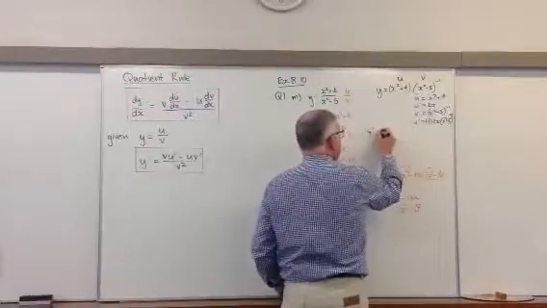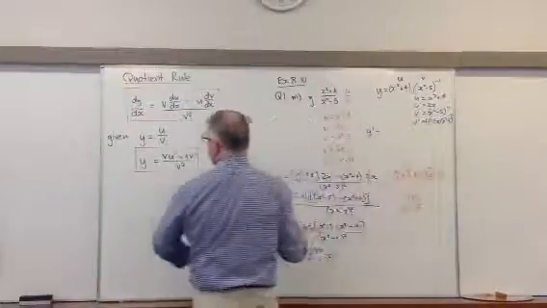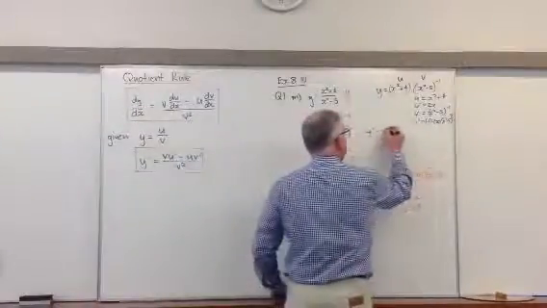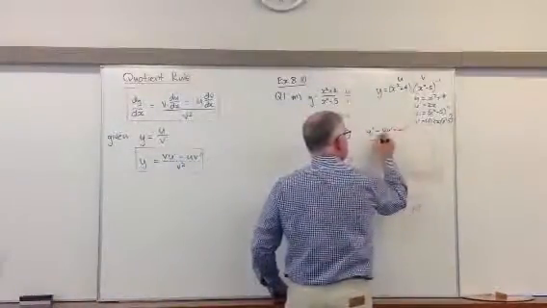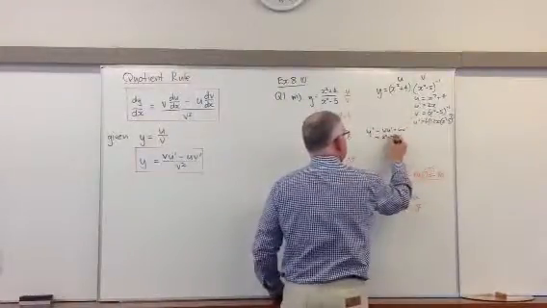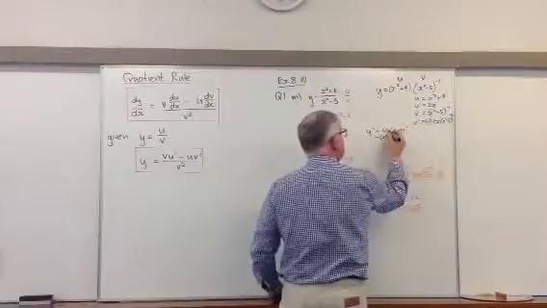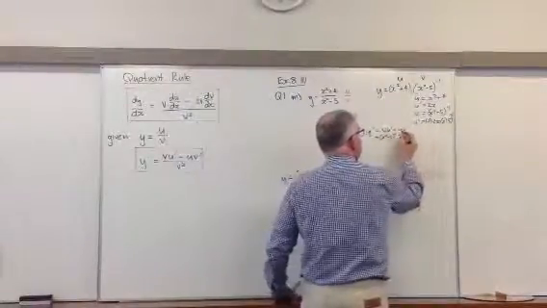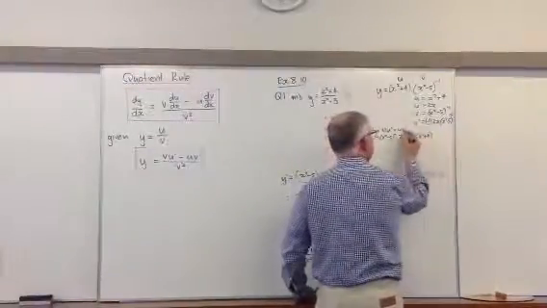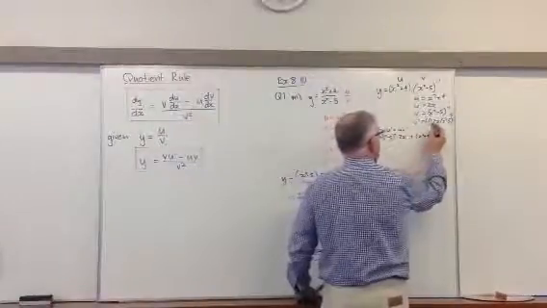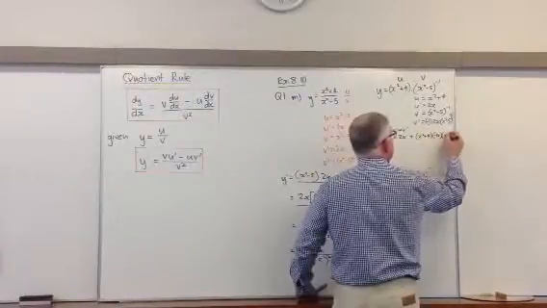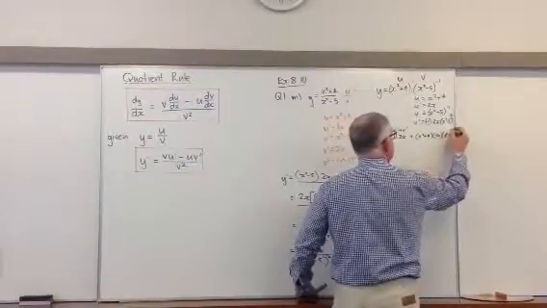And u dash would have equaled, what would u dash equal? vu dash plus uv dash. What's v? Yeah, x squared minus 5 to the power of minus 1. What's u dash? Times 2x plus, what's u? x squared plus 4. And v dash? Minus 2x times x squared minus 5 to the power of minus 2.